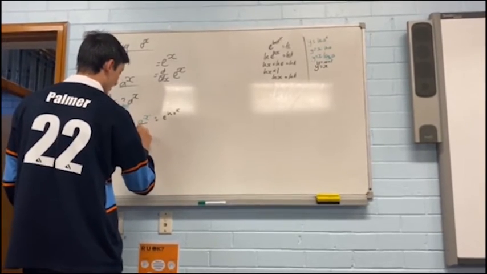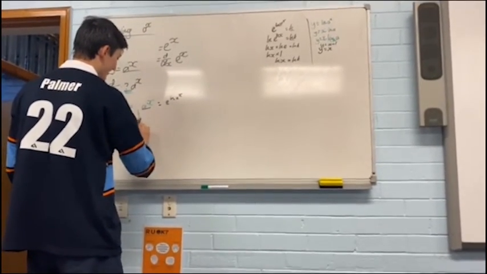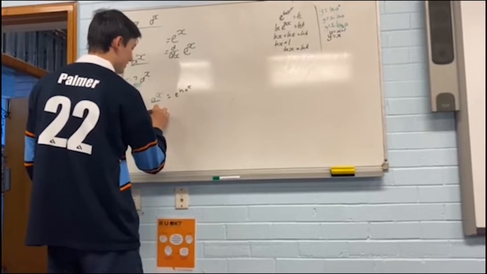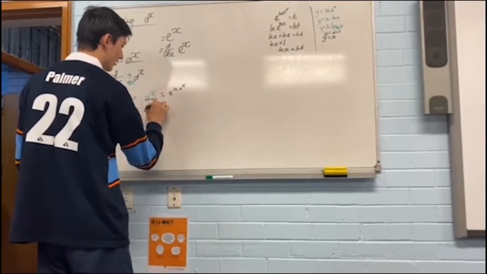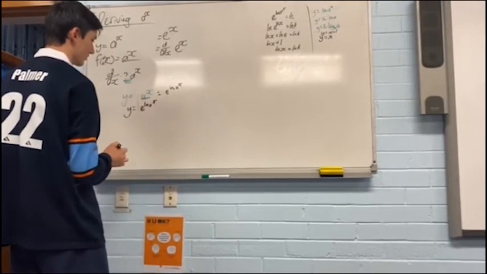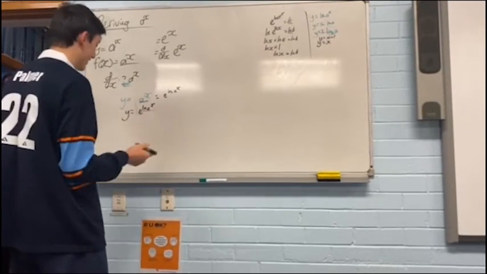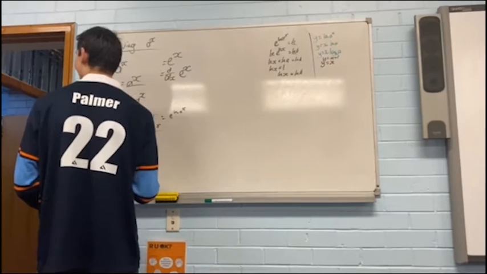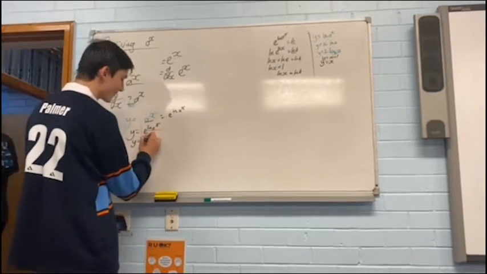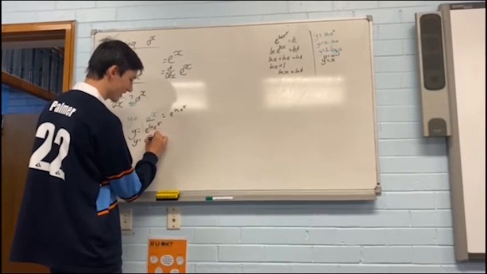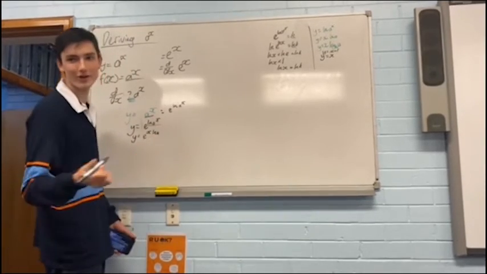y equals e to the power of natural log a^x. Now, we can simplify the top part, can we, Margot? Yes, we can. How would I do it? e to the power of x times the natural log of a, because of the log laws, right, Margot?